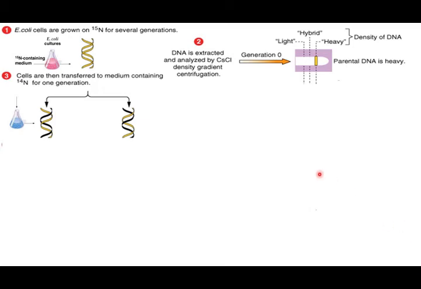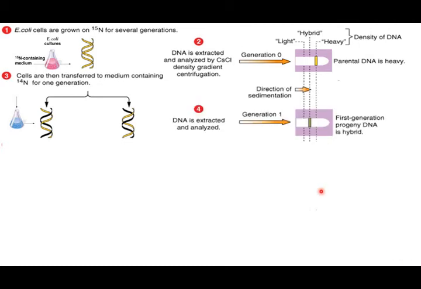So after each generation, the DNA cultured in the N14 medium was isolated and centrifuged by the cesium chloride density gradient centrifugation technique, and this result was obtained. That is, after the first generation, they found that all the DNA accumulated in the intermediate region, that is the hybrid level, indicating that one strand was N15 and the other strand was N14.